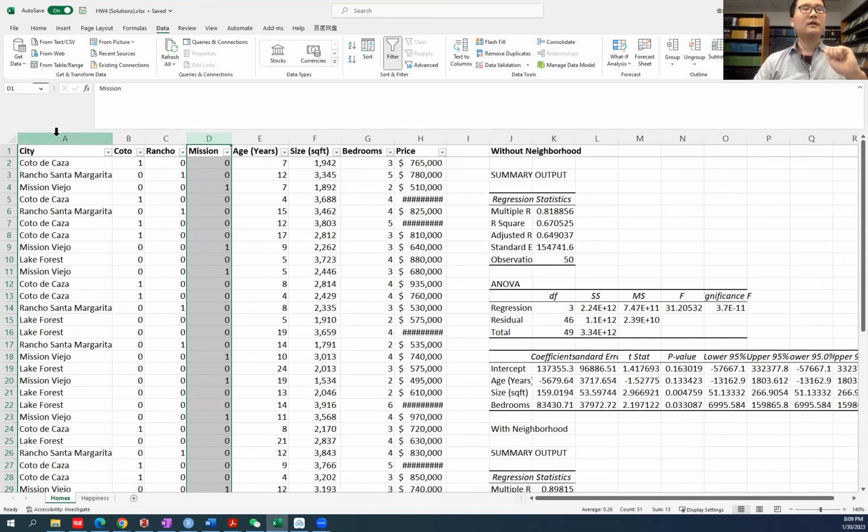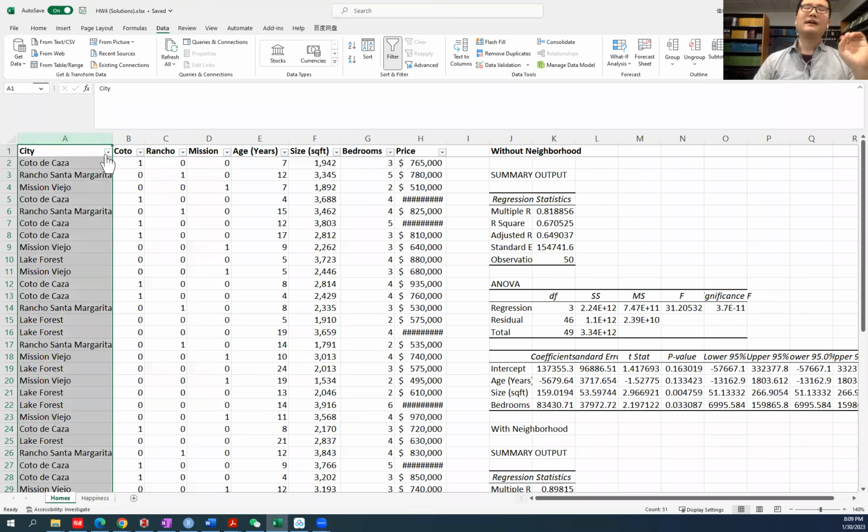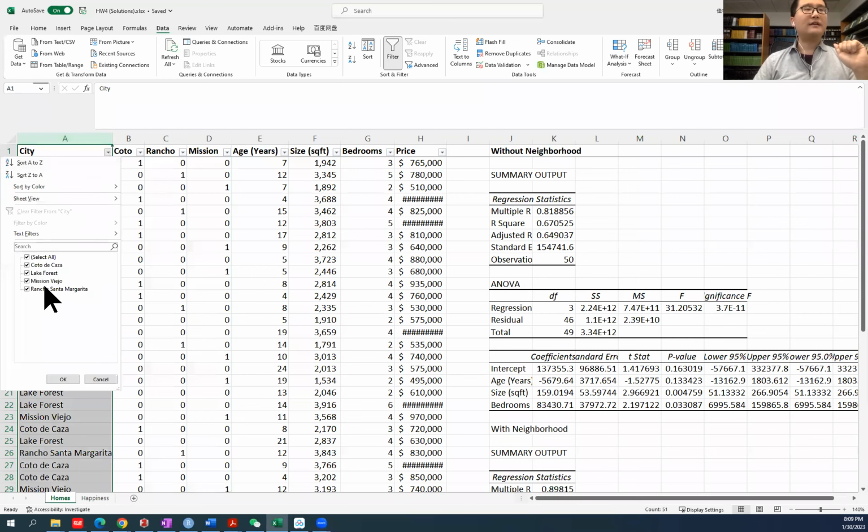So here, what we originally got was the city name, right? So we have 4 distinct city names. Using the principle I indicated in the comment in the review notes, out of 4 cities, we should have 3 dummy variables going into the regression model.